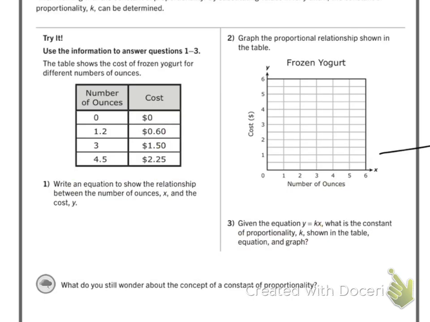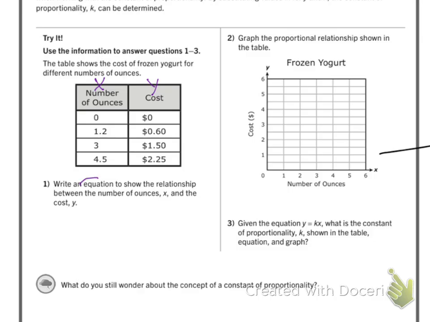So let us now look at Try It. We're going to use this information to answer questions 1 through 3. If you want to pause the video while you work it, do so. It says the table shows the cost of frozen yogurt for a different number of ounces. We know that the number of ounces is our independent, and cost depends upon the number of ounces. It says write an equation to show the relationship between the number of ounces, x, and the cost, y.